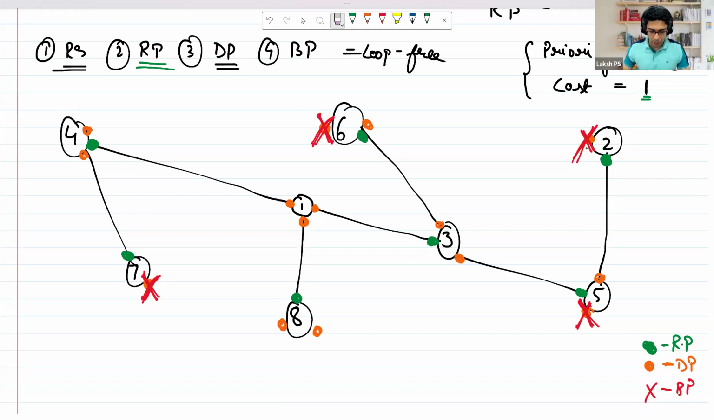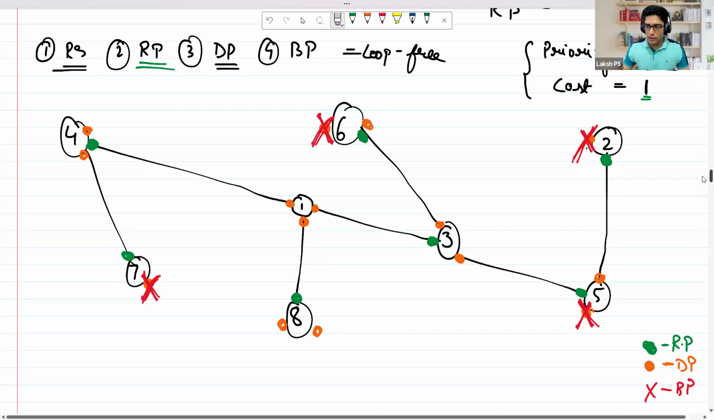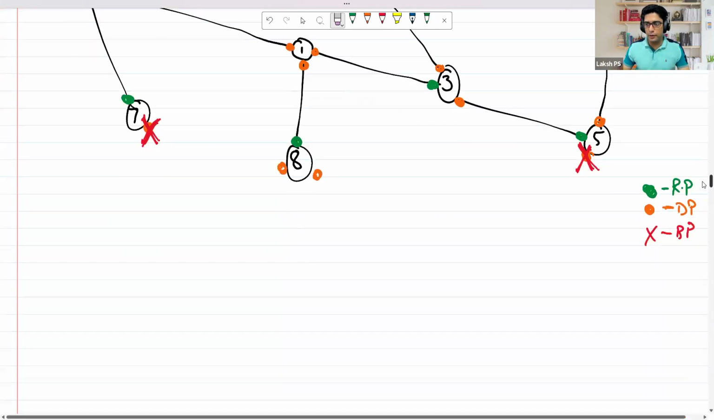Yeah, I'll come to this point. So Mohit has asked, what's the drawback of spanning tree? Why RSTP? Okay.